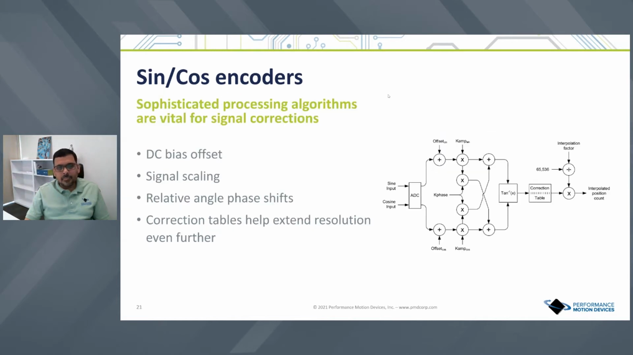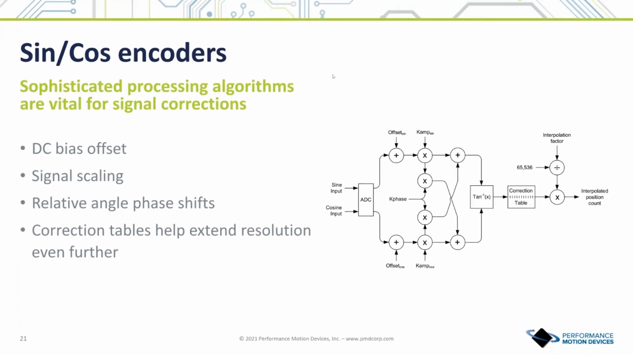And this is a little bit more detail on how the sine cosine encoders work. You have analog inputs, and then you run through a transform, an arctan, and a correction table, and you do some interpolation, which is where you need some extra logic to get to the interpolated position.